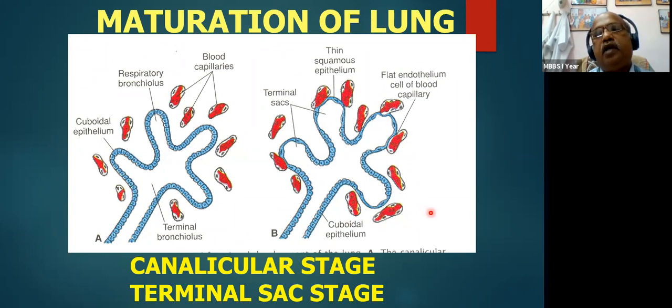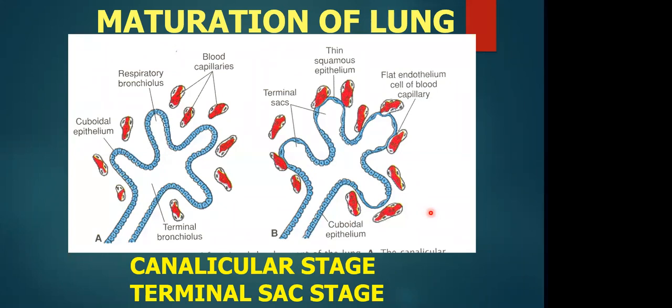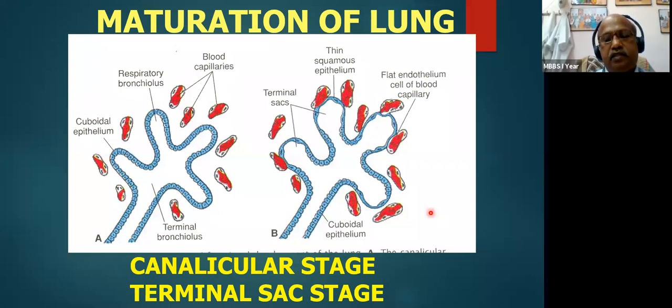So in this terminal sac stage, what about respiration? Is it possible or not? Yes, sir, it's possible now. This terminal sac stage will be attained by the 7th month of intrauterine life. That's why the 7th month is called the viable period of the fetus. Suppose delivery happens after completion of the 7th month, there is a chance for viability of the fetus. That's why it is called the viable period. If delivery occurs by that time, there is a chance for respiration. So that's why this is called the terminal sac stage.